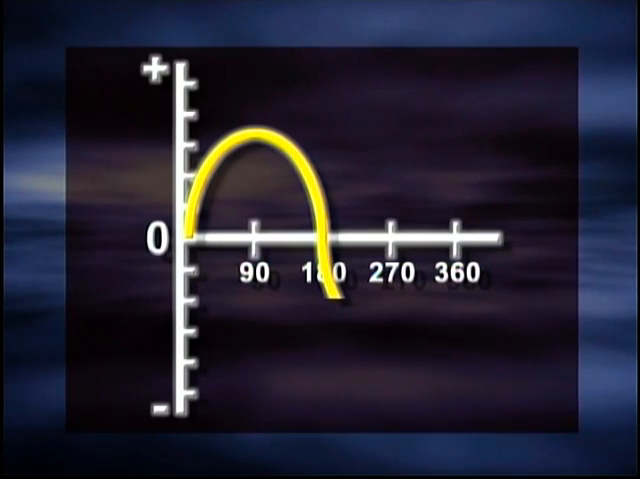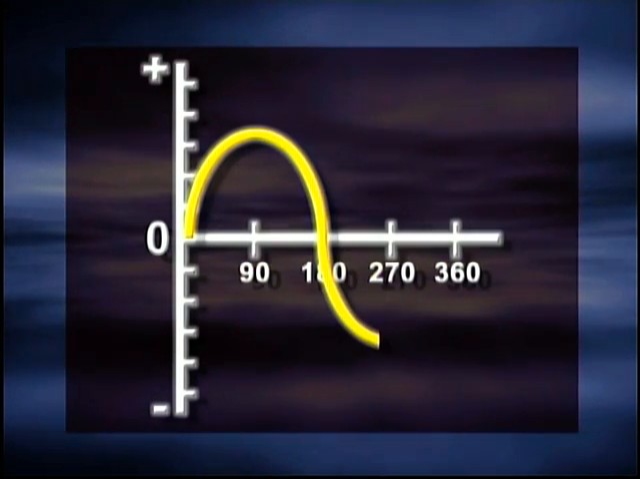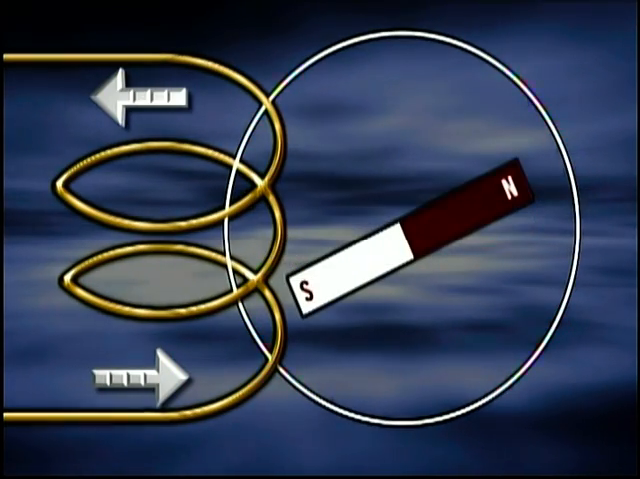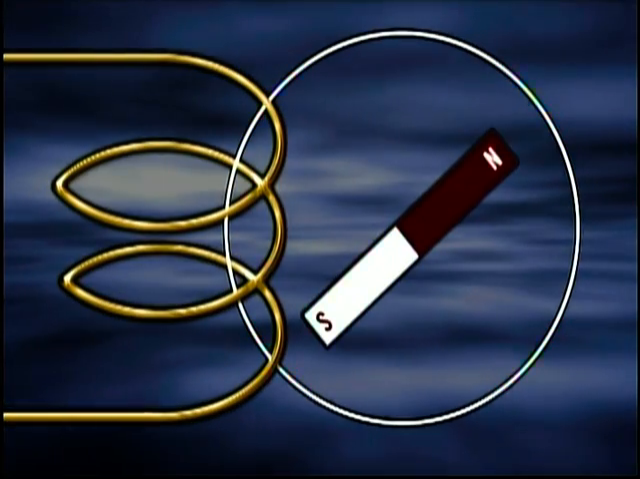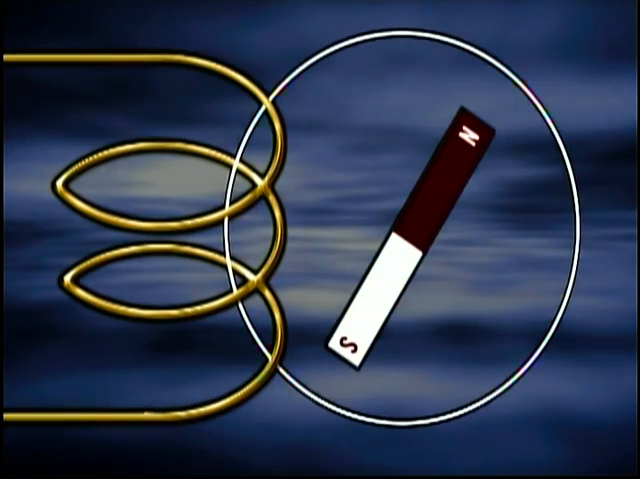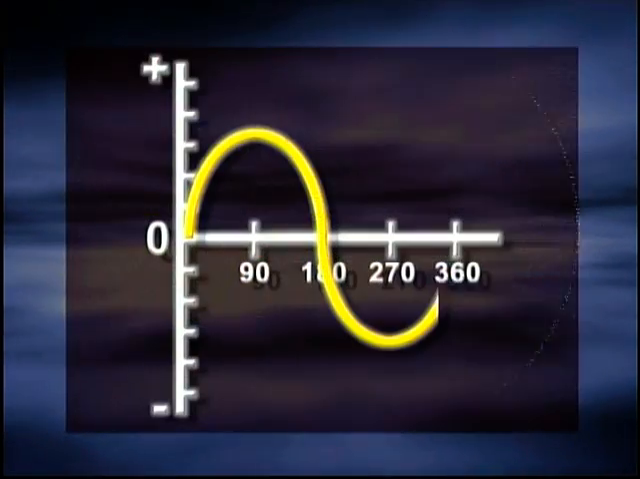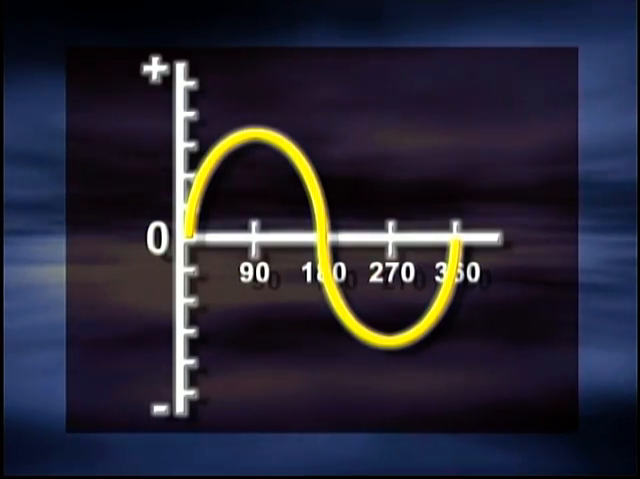The voltage now reverses polarity and increases to its maximum negative value, causing current to flow in the opposite direction. The voltage decreases again to zero when the magnet completes one rotation and the current again stops. The waveform shown is known as a sine wave. It's called a sine wave because the amount of voltage generated is proportional to the sine of the angle between the coil and the magnetic field.